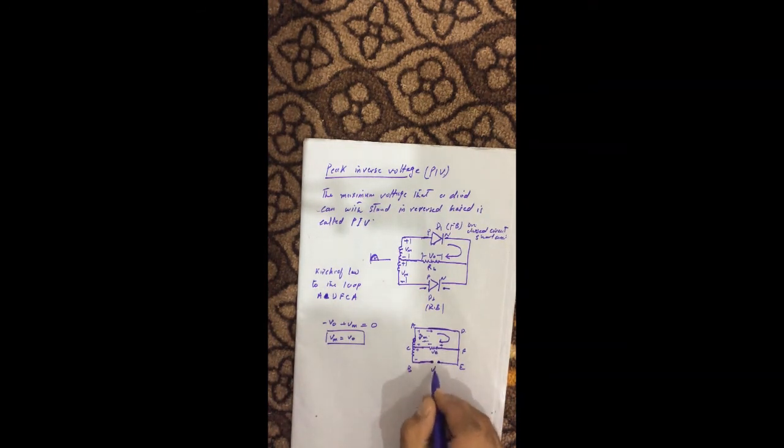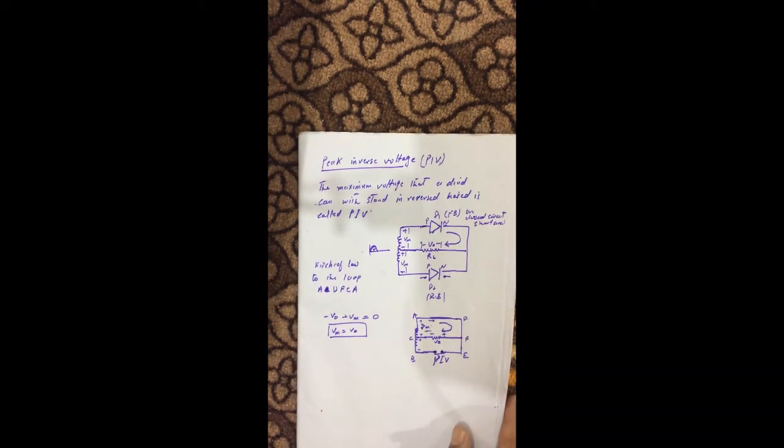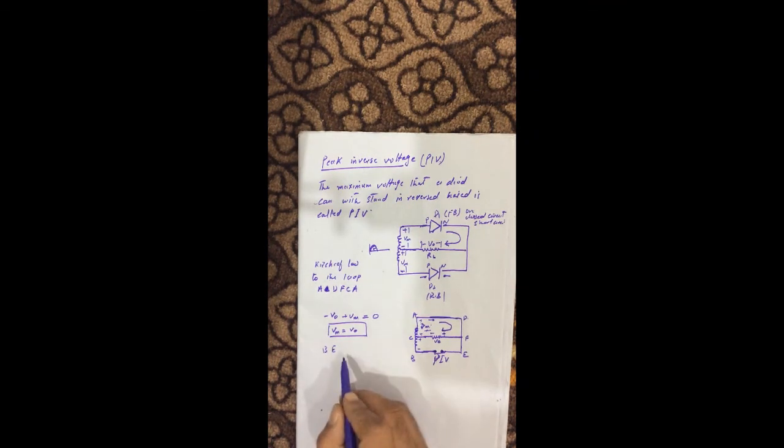Now here we have the peak inverse voltage, PIV, at this point, because this diode is in reverse bias. The maximum voltage that this reverse biased diode can withstand is called peak inverse voltage. Now to calculate the peak inverse voltage, we apply Kirchhoff law to the loop BEFCB.